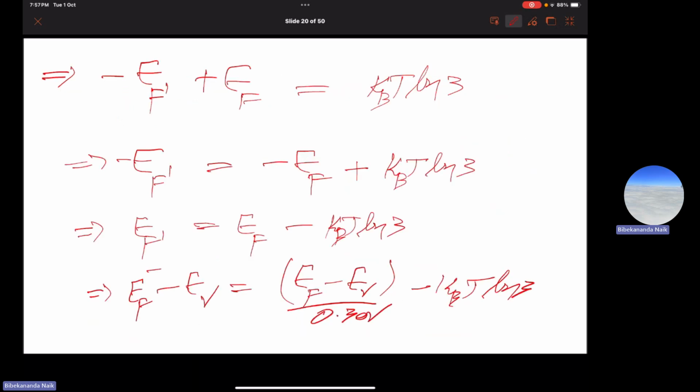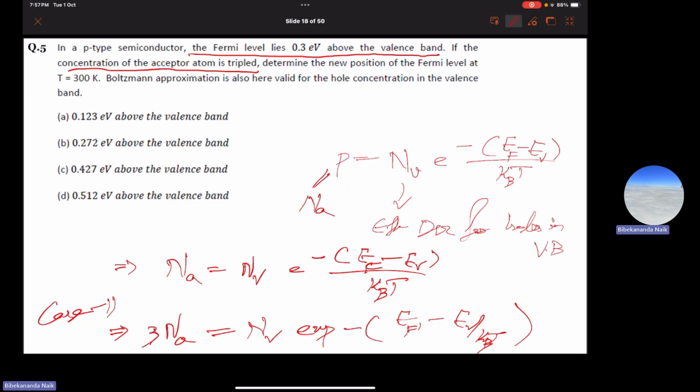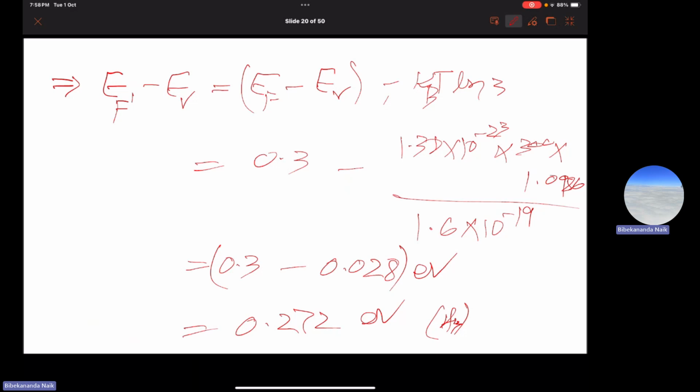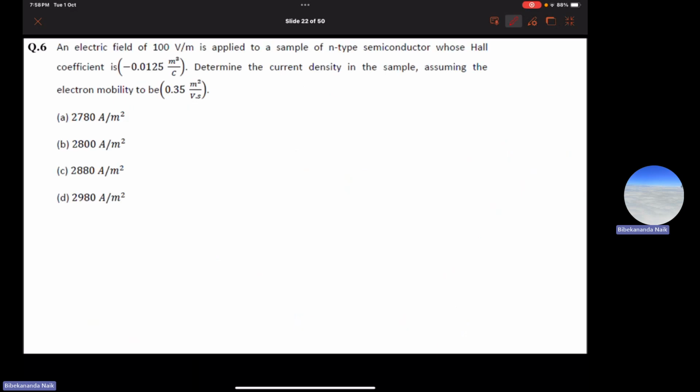So the Fermi level was lying 0.3 above the valence band. So it has gone down slightly, and now it has been placed at 0.272 eV above the valence band. So I hope this is clear to everyone. Now we'll move to the next question.